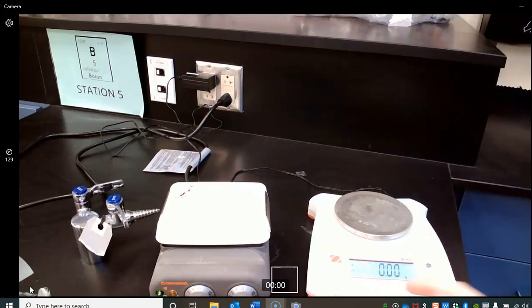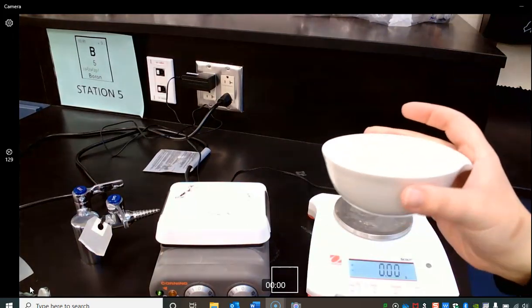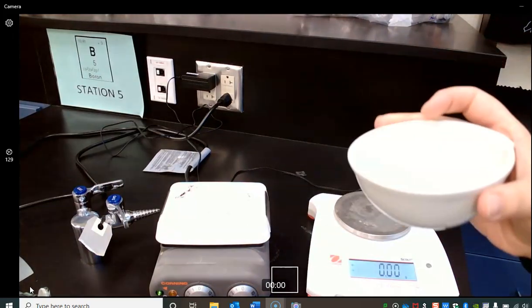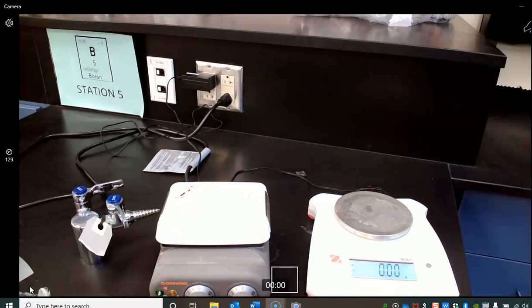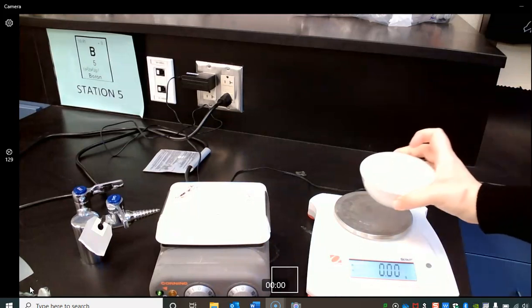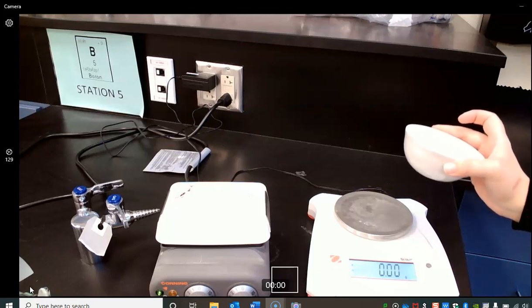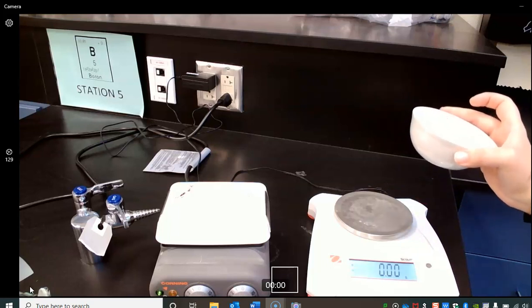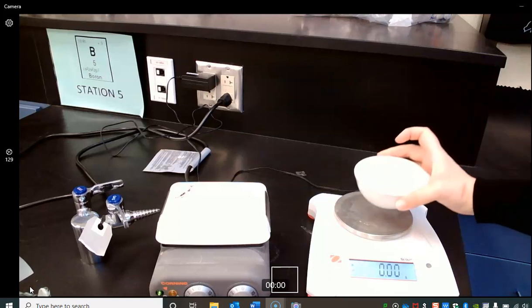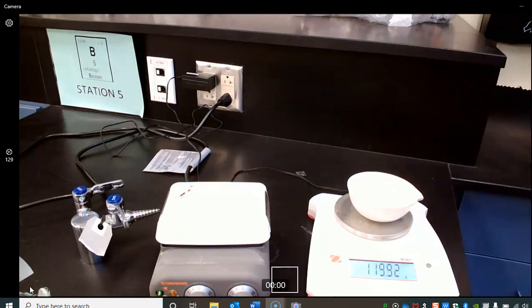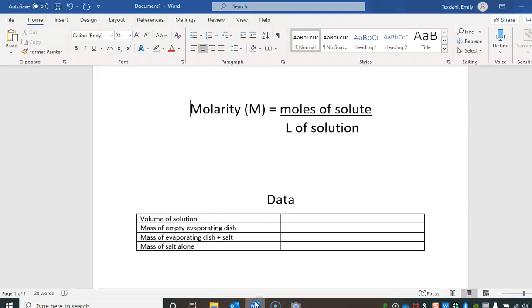Now, I'm going to put these 20 milliliters in an evaporating dish because I'm trying to find out how much salt is in here. So I'm going to evaporate the water and be left with the salt. But before I do that, I need to know the mass of the evaporating dish, because at the end of my experiment, I'm going to be left with salt in the evaporating dish, and it's going to be awfully hard to tell the mass if I don't have the mass of the dish. So the mass of the dish is 119.92 grams. I'm going to go ahead and put that in my data table.